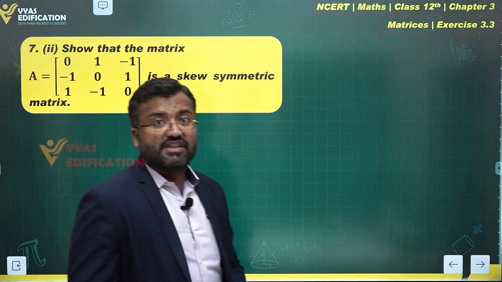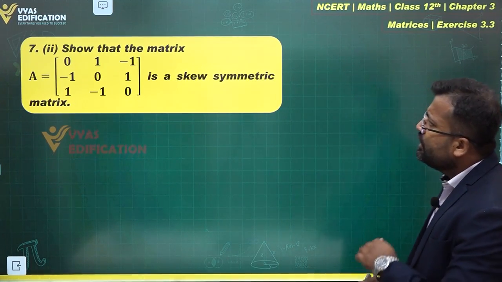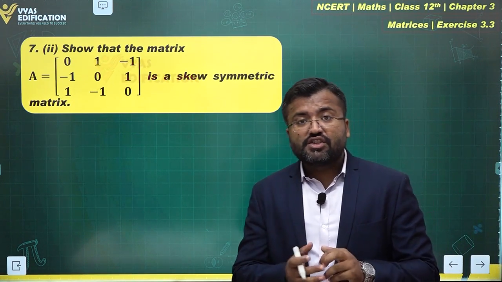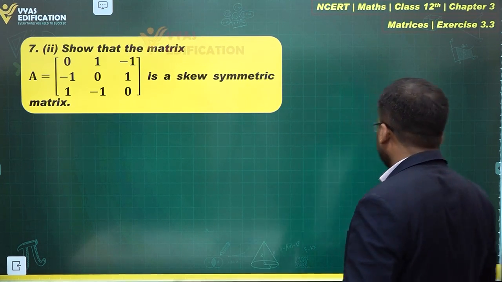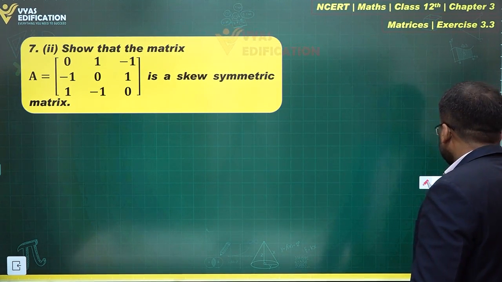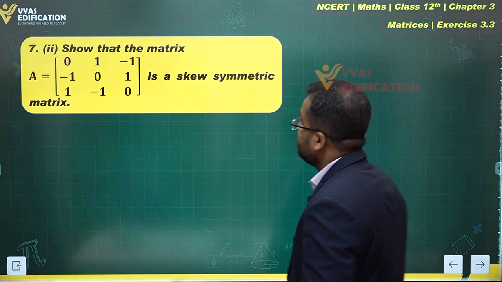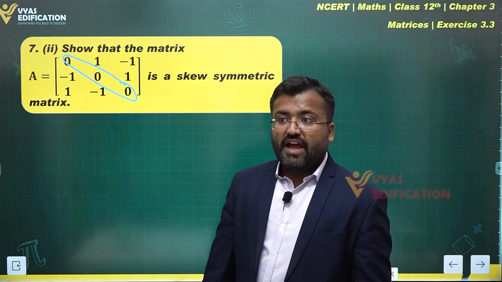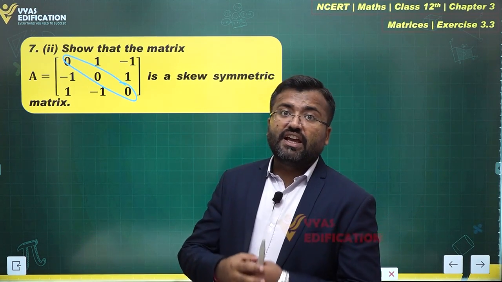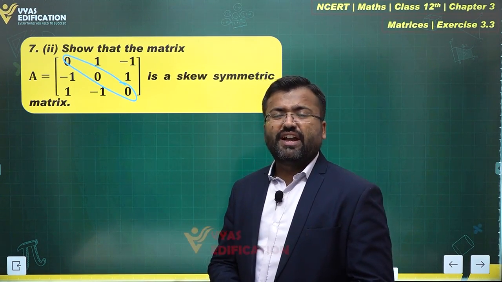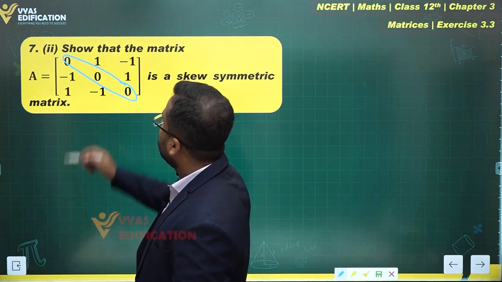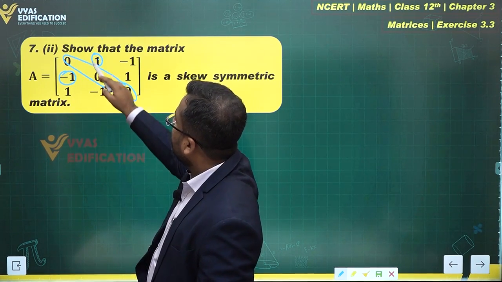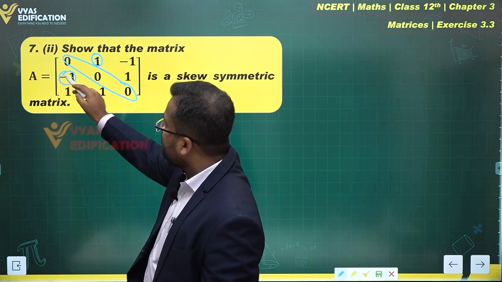The second part of this 7th question. What does it say? Show that the matrix A equals this is a skew symmetric matrix. Okay. Now, what does a skew symmetric matrix look like? Let's take a look at that. In a skew symmetric matrix, first of all, the diagonal elements are all 0, and the rest of the elements are anti-mirror images. What do you call anti-mirror images? Basically, they are negatives of each other. If this is 1, this should be minus 1. If this is alpha, this should be minus alpha. If this is k, this should be minus k. If this is lambda, this should be minus lambda.